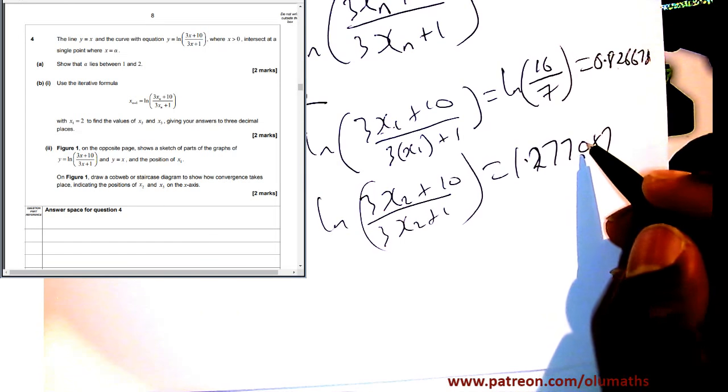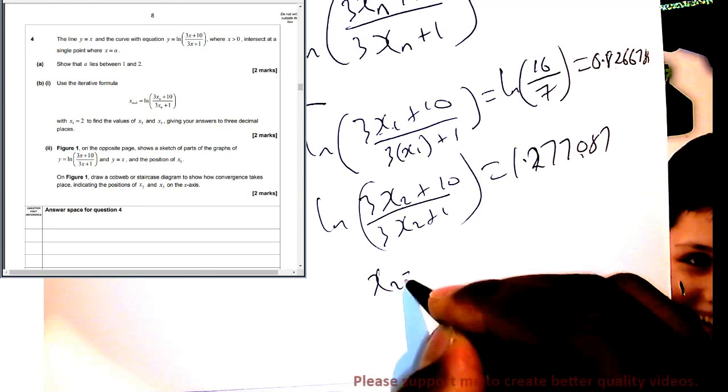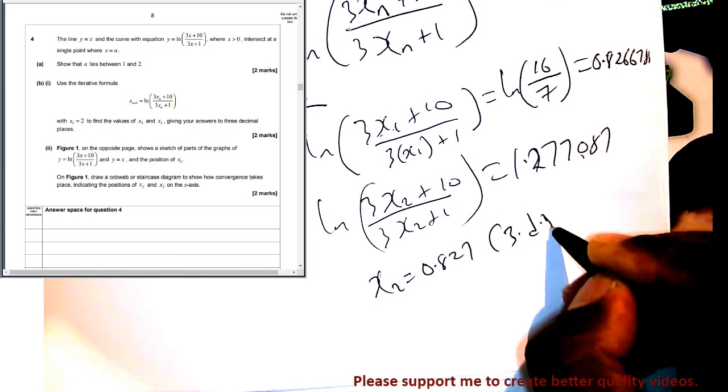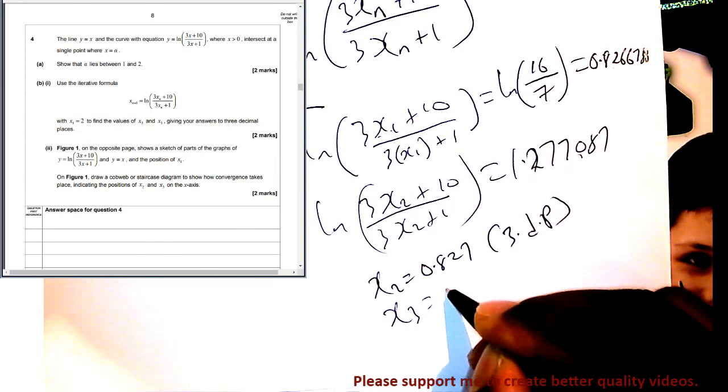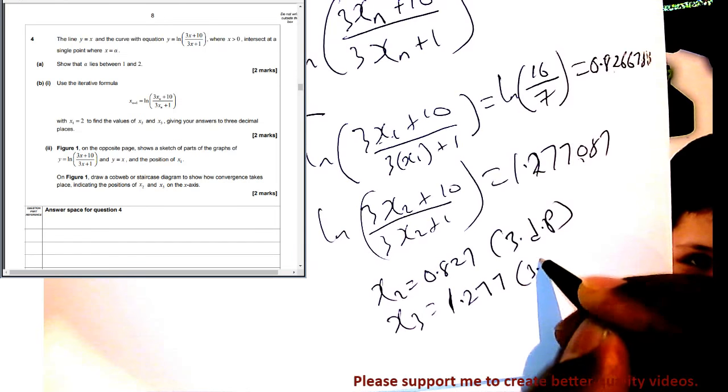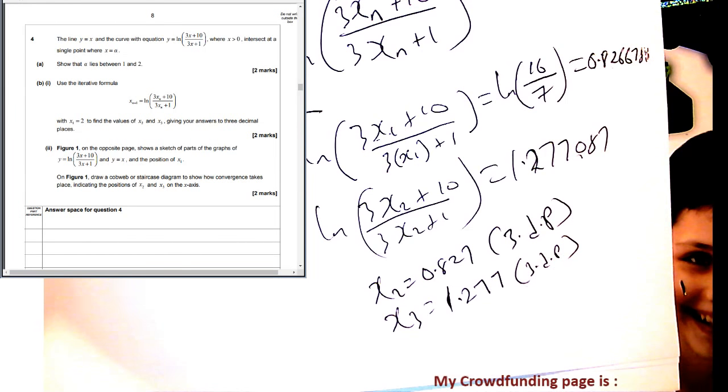But then at the end, you can now say, therefore, x2 is 0.827 (3 decimal places), and x3 is 1.277 (3 decimal places). Okay.